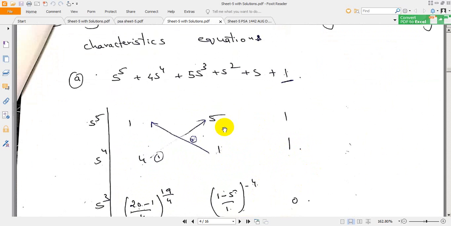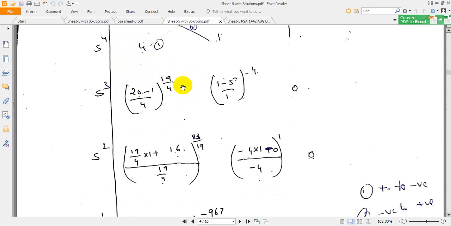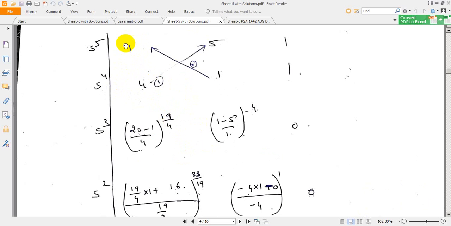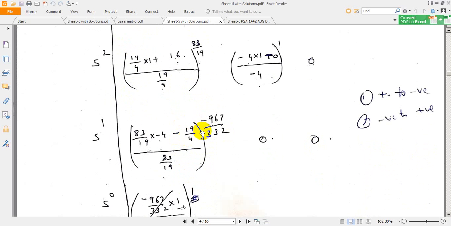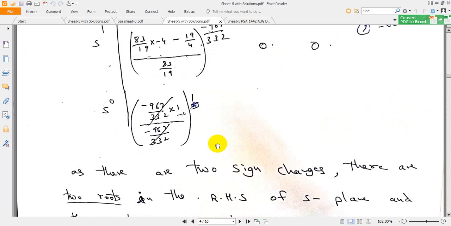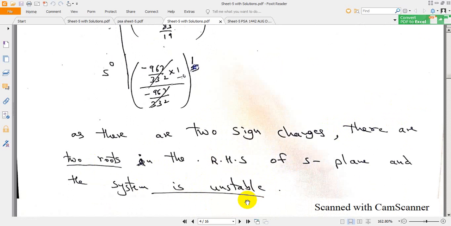Now finally, for the stability, what we need to observe is the change of sign. If you check the sign, here it is positive, plus 1 plus 1, plus sign, plus sign, plus sign, plus sign, and then from positive to negative, one sign change, again from negative to positive, another sign change. In total we have 2 sign changes. It means as there are 2 sign changes, there are 2 roots in the right side of the S plane and the system is unstable.